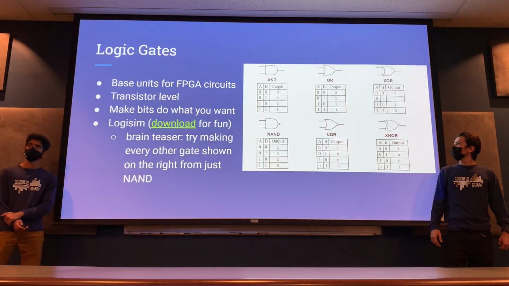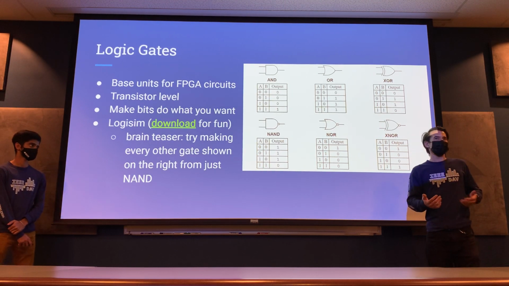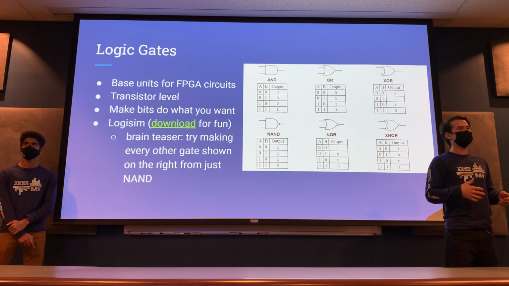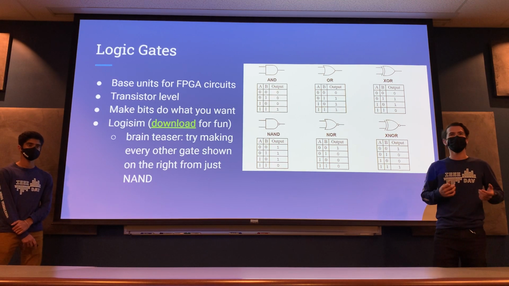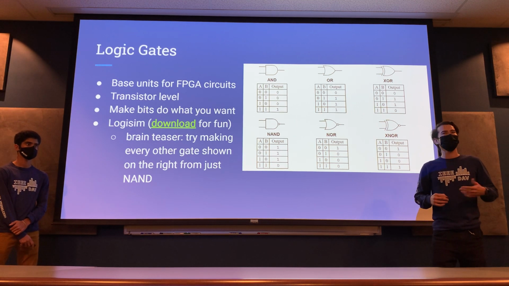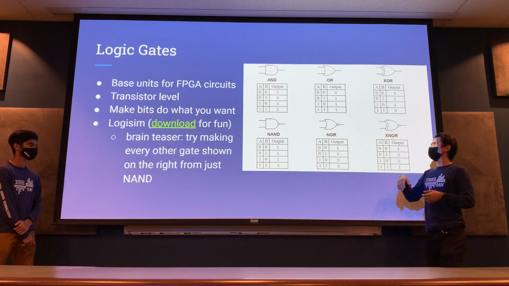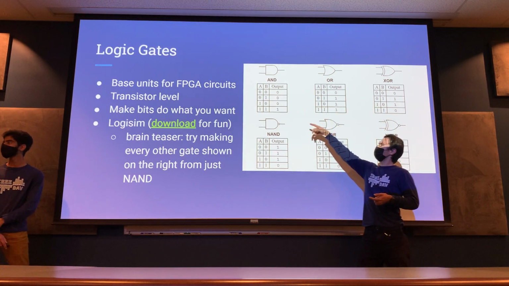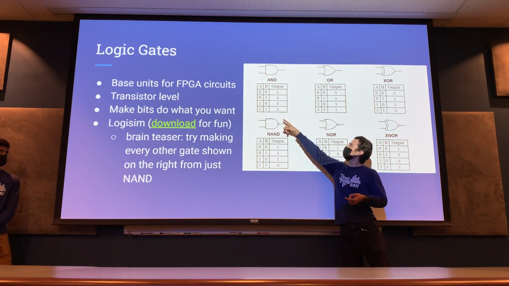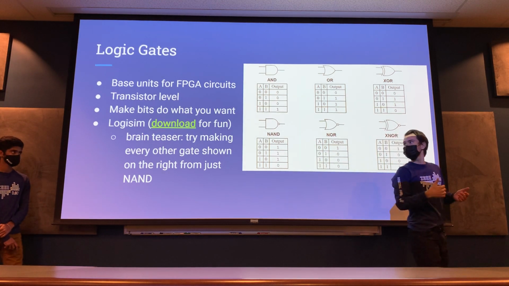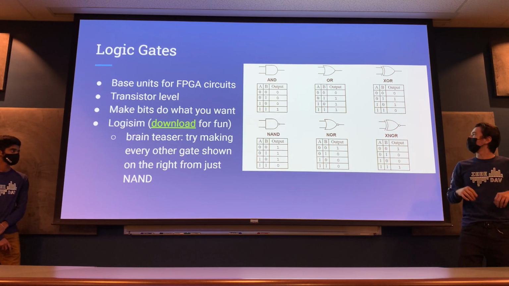Next slide. Now on to logic gates. It's something a bit less review. It's the basic building unit for FPGA circuits. It happens with a couple of transistors in special little ways that you're going to learn later in your college lifetime. It makes the bits do what you want. So for example, we have this AND gate, and this AND gate only outputs a 1 when both inputs are 1s. Then you have the NAND gate, which is the exact opposite, the not AND, right?